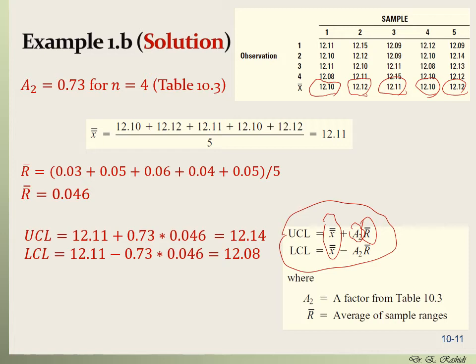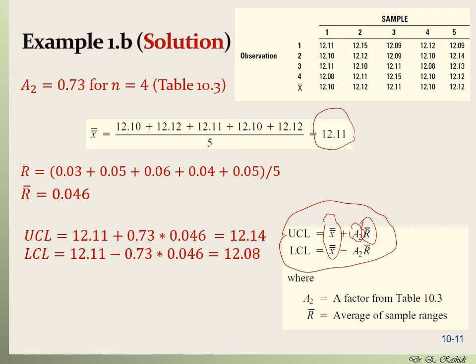So let's go ahead and compute X bar bar, the grand average. The grand average we computed before, that's just the average of these sample means. So that's 12 plus 10, that's the first one, plus the second one, plus the third one, plus all of the X bars, and divide them by the number of samples, which is 5. So that divided by 5 is going to get us the grand average, which is 12.11.